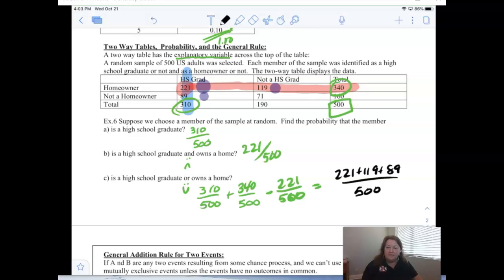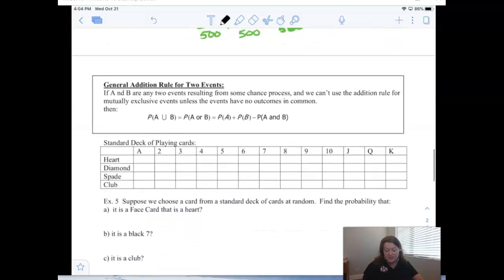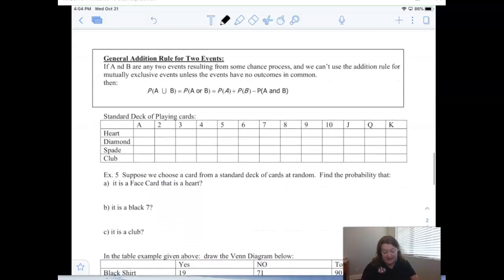So the formula we're going to give you now for the general rule is that first example, where you just take the totals in the margins and then you subtract out the overlap. So that's the general addition rule for two events. We're going to do "or", which is the happy face. So we're going to take all of the marginal probability for A, all of the ones for B, and then we're going to subtract out the overlap part because we've already counted it twice.